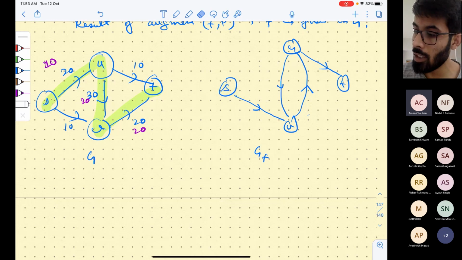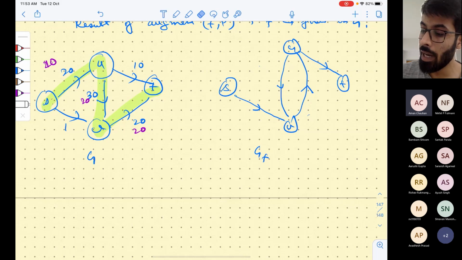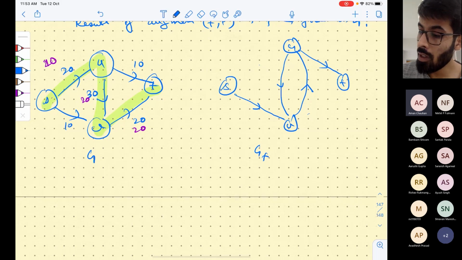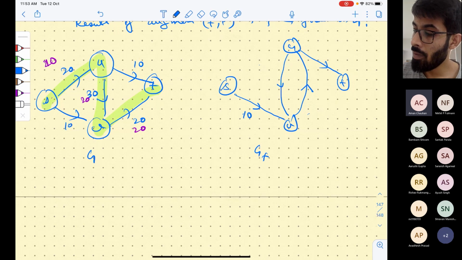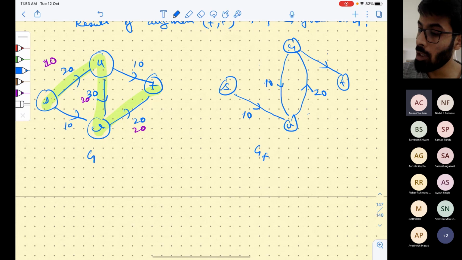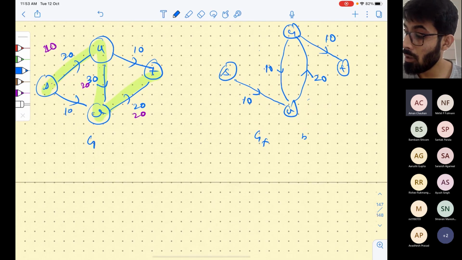What is the capacity in this residual graph? Its capacity is CE minus FE, and FE was 0, so here the capacity is 10. What is the capacity of this forward edge? It is CE minus FE, so CE is 30, FE was 20, and we get 10. What is the capacity of the backward edge? That is equal to the flow, that is 20. And what is the capacity of this edge? 10, which is C minus FE. So what is the bottleneck? What is the value of the bottleneck?